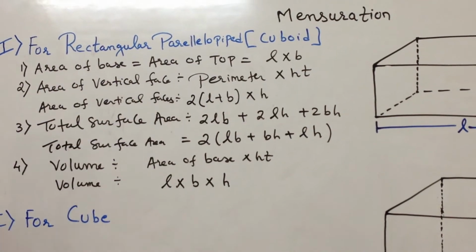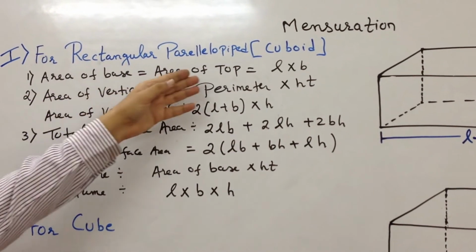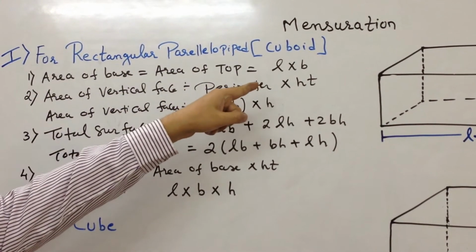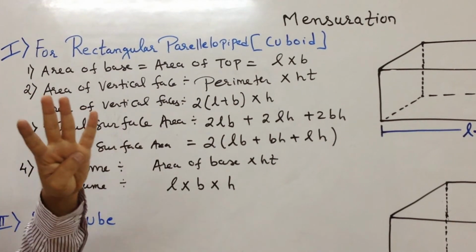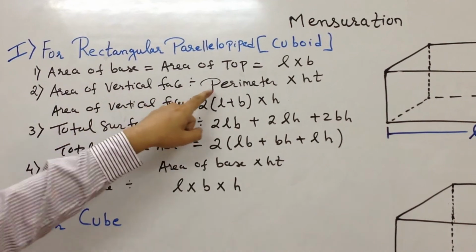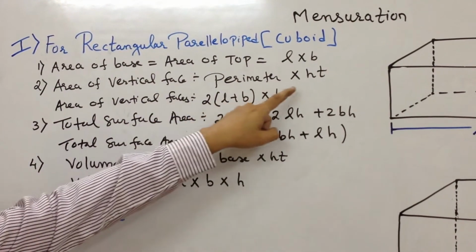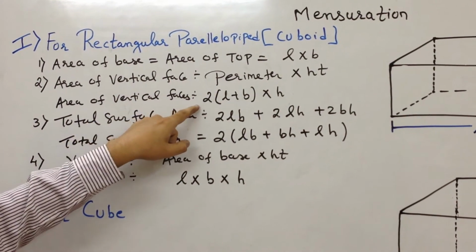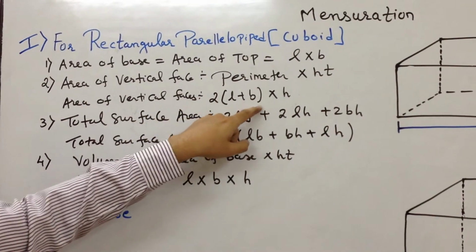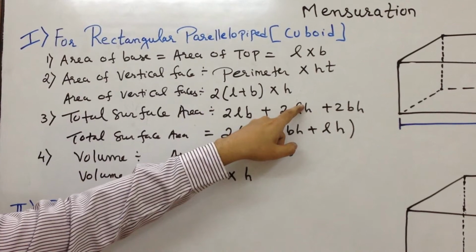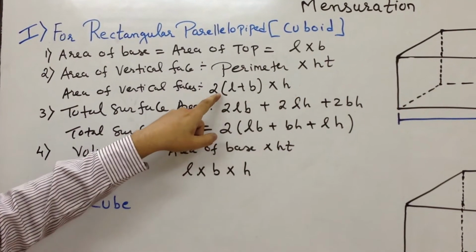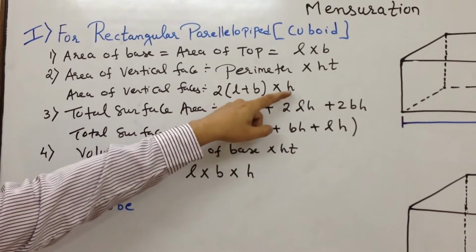Once again I shall refresh. Its area of base is equal to area of top, which is length into breadth. These are the 2 horizontal faces we are talking about. There are 4 vertical faces, students. The area of vertical faces, the general formula, is perimeter into height, so it is twice L plus B into H. As I stated earlier, every face is a rectangle, thus the perimeter is twice L plus B, into height.